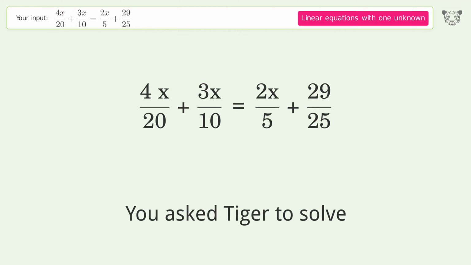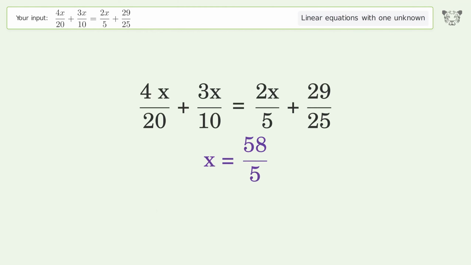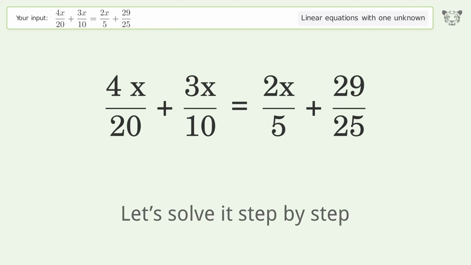You ask Tiger to solve. This deals with linear equations with one unknown. The final result is x equals 58/5. Let's solve it step by step.